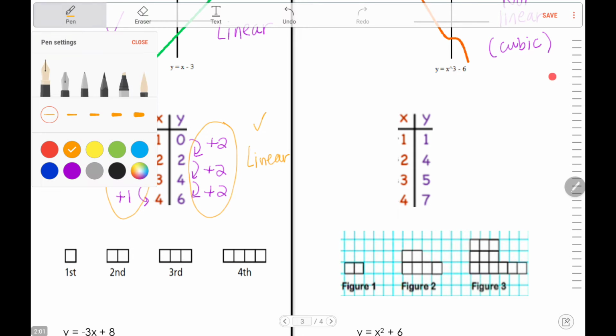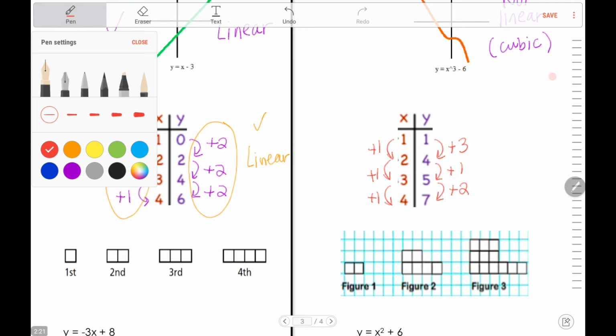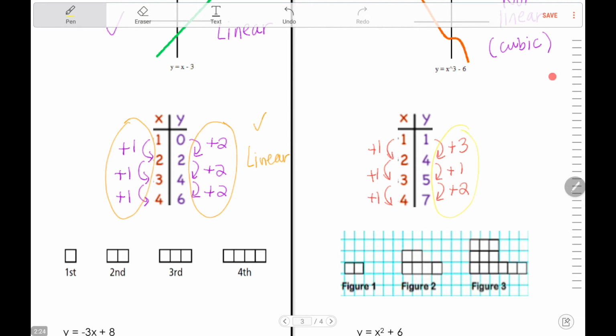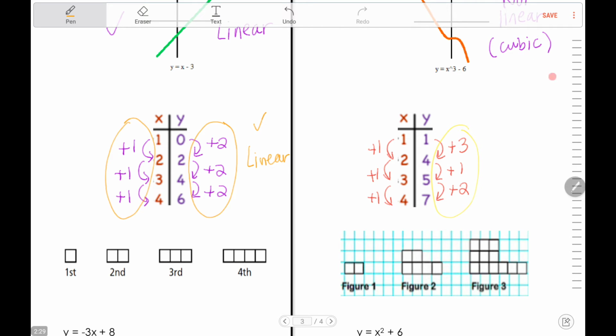Okay, let's check on the right. 1 to 4 is plus 3, 4 to 5 is plus 1, and then 5 to 7 is plus 2. Right away, I don't even have to check the x's because I can see that they're actually also going up by 1, just like the previous table. But we see that the y values are different. They're not adding by the same amount. The differences are different. So because they're adding by different numbers, it is not linear.